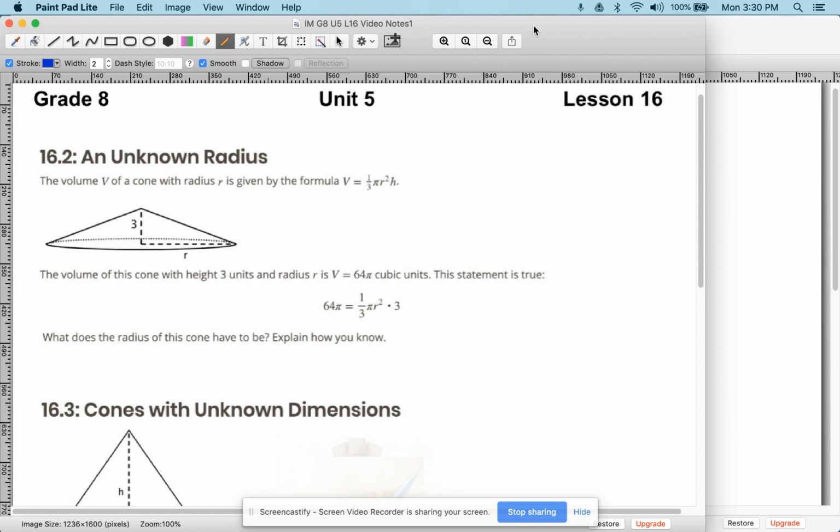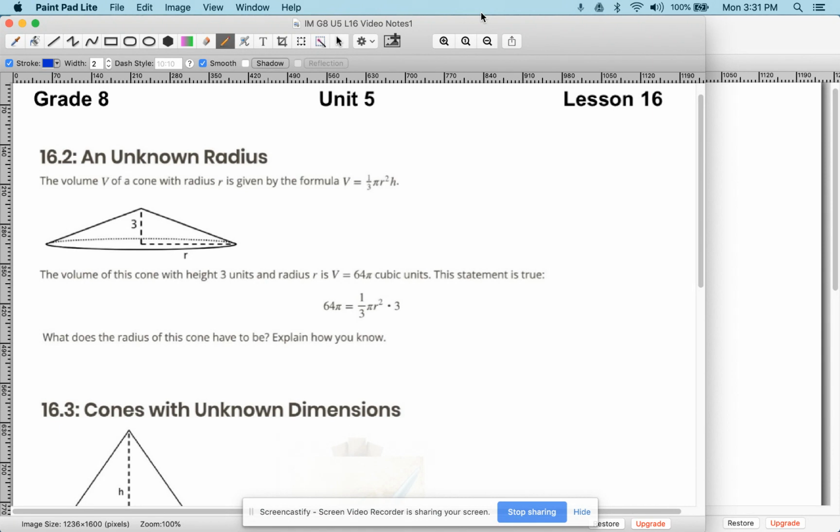Hi students, today we're going to talk about lesson 16 in your workbooks. So if you don't have it open already, go ahead and open to lesson 16. We're still in unit 5, and we're talking about finding cone dimensions.